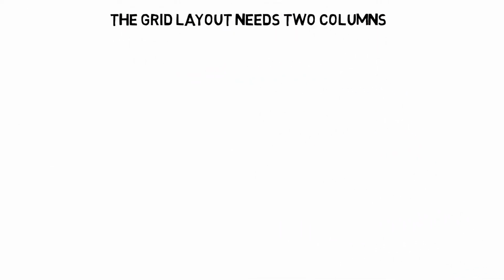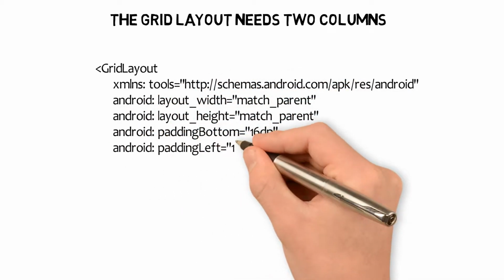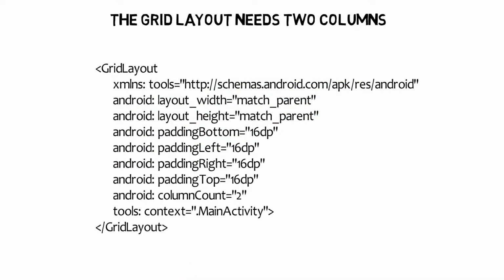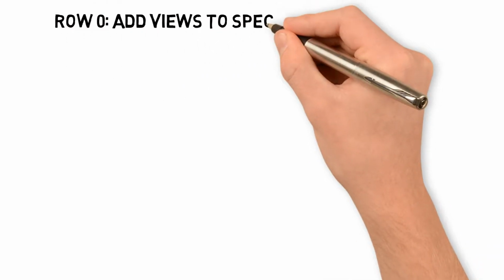The grid layout needs two columns. We can position our views how we want if we use a grid layout with two columns. Now that we have the basic grid layout defined, we can start adding views. Row 0. Add views to specific rows and columns.